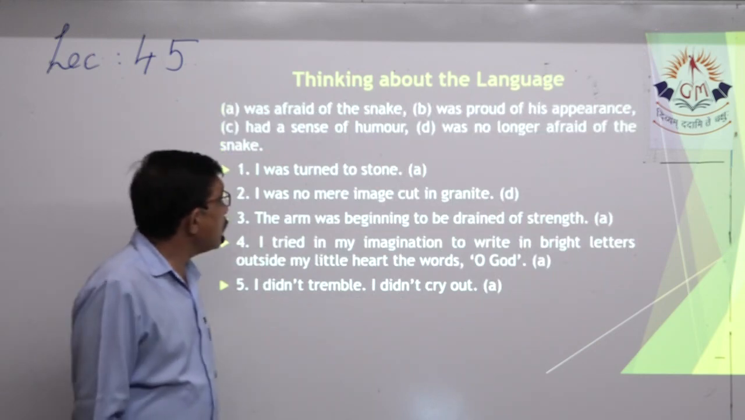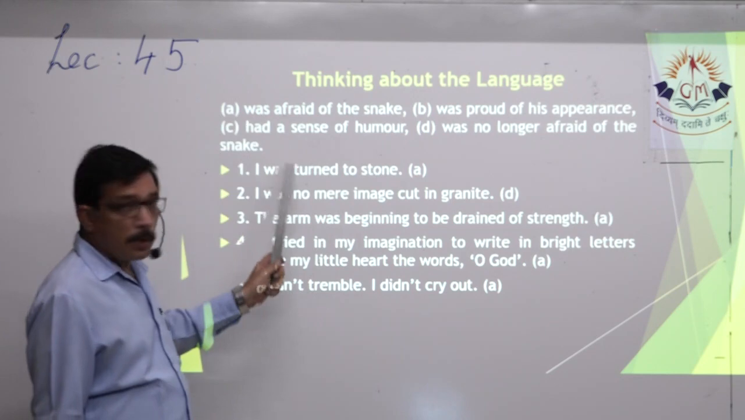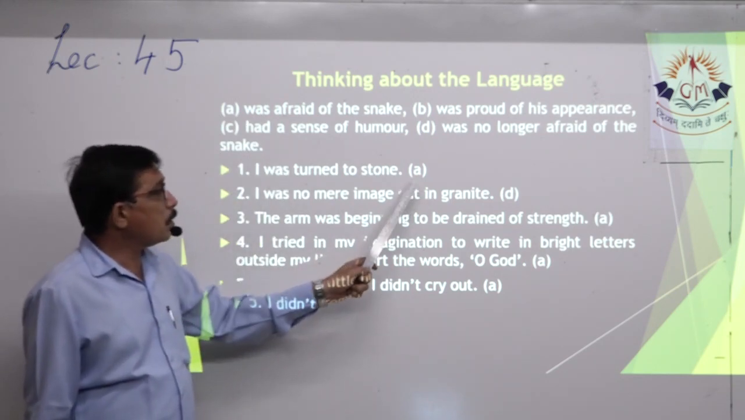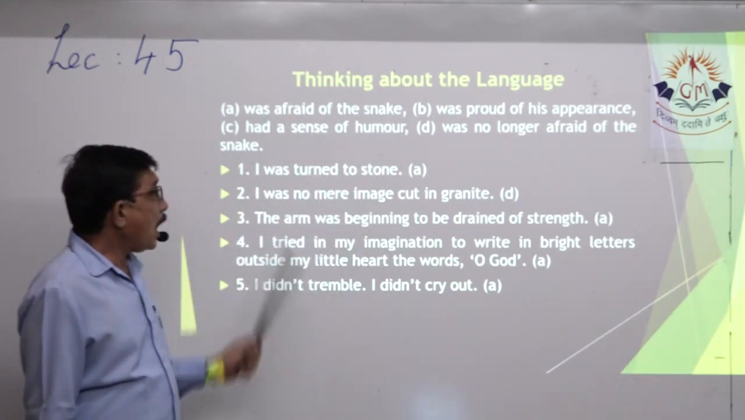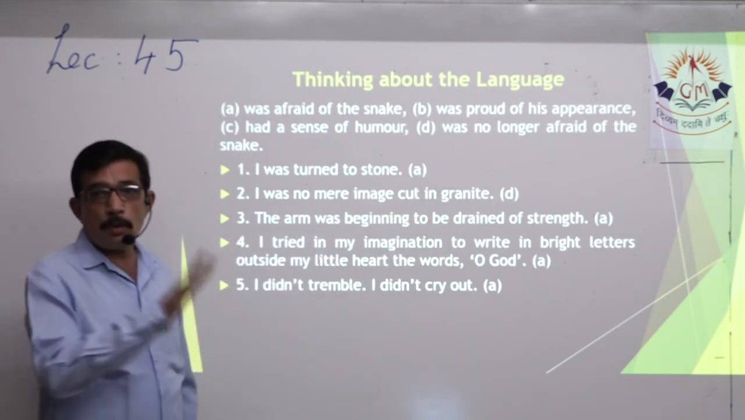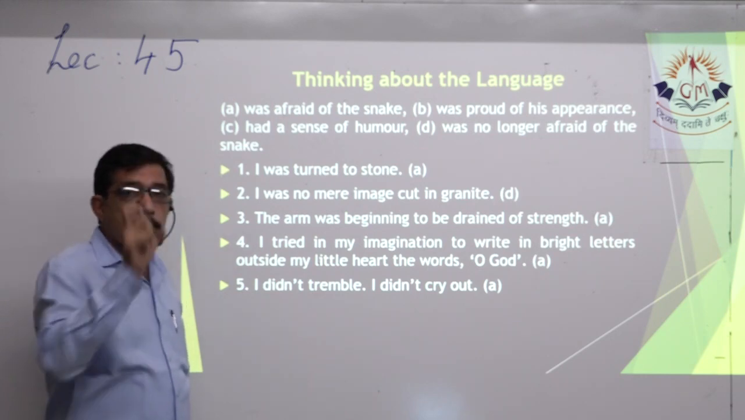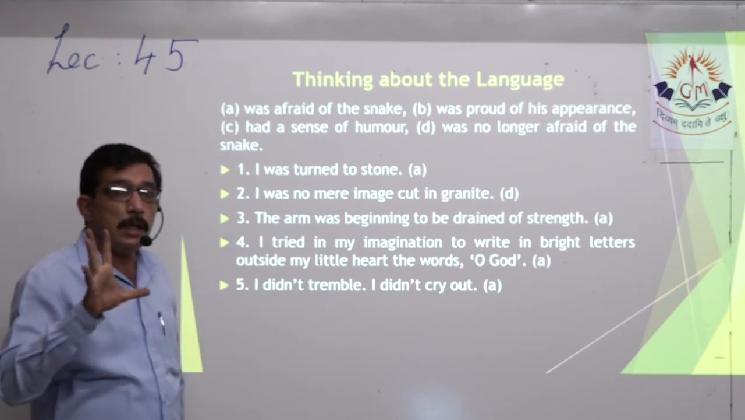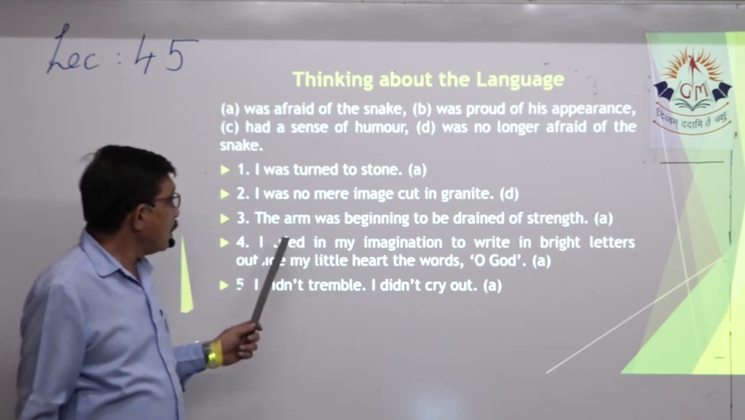Now let's see what the answers are. A, B, C, D is given on the top so that it's visible. "I was turned into stone." A, that is, was afraid of the snake. "I was no mere image cut in granite," that is D. Now he is no longer afraid of the snake. So by looking at the sentence, you should know to which para it belongs and what happened before it and what is the meaning that the author wants to relate to you.